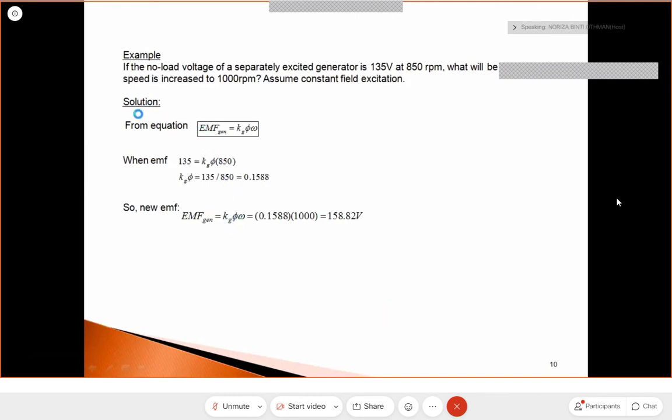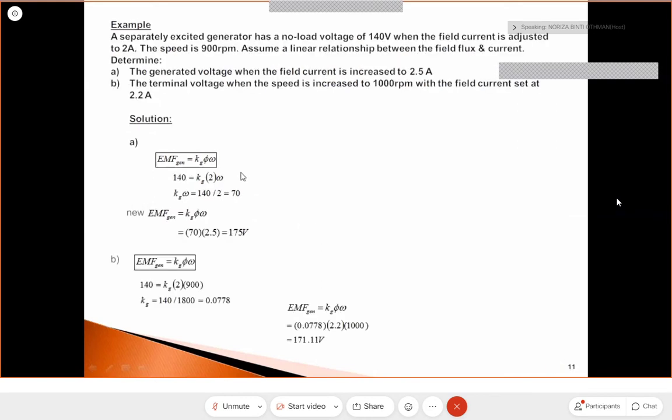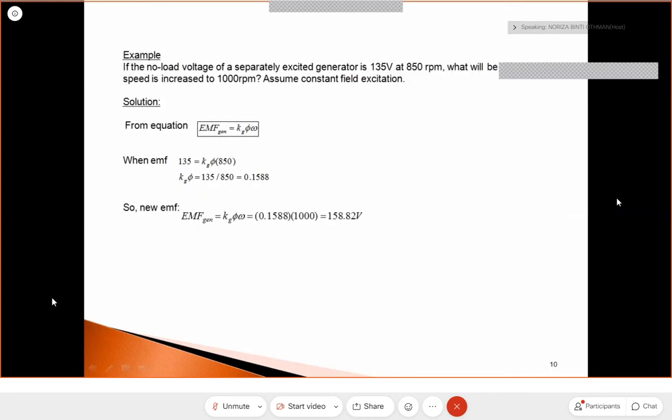From the equation we have, EMF equals Kg flux omega. So when the EMF equals 135, the rotation is at 850. From here, we can get Kg flux. And then, when you want to calculate the new generated EMF, you just use the Kg flux that you got and multiply it with the new N or omega.